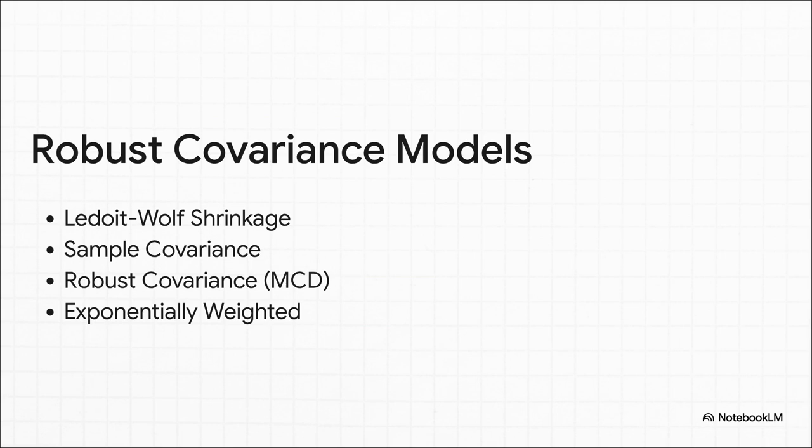We calculate it using 4 distinct and robust covariance models, which you see listed here. So why 4? Because any single model has blind spots. By combining them using techniques like Ledoit-Wolff shrinkage and robust covariance, we create a much more reliable signal. We ensure we're not just looking at a statistical artifact.